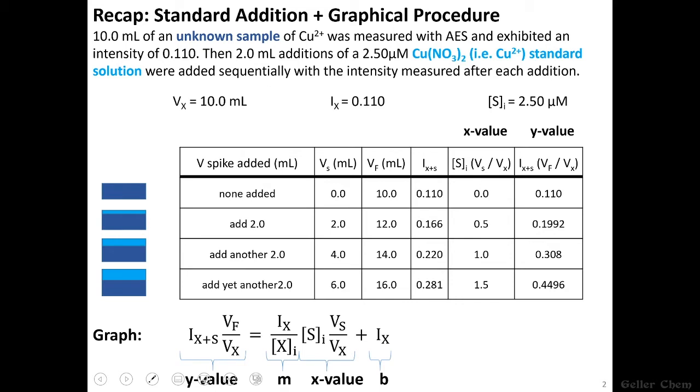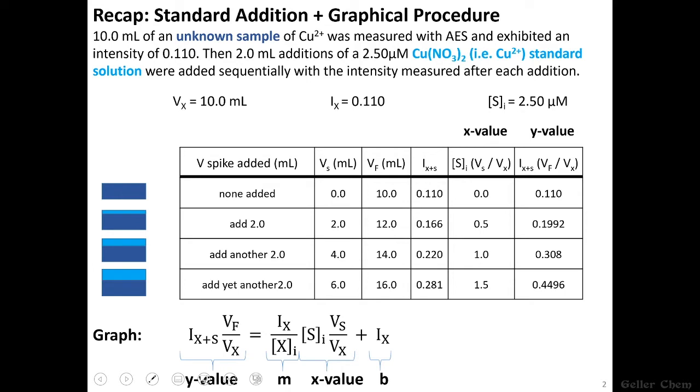So here was the experiment. We have some 10.0 milliliter unknown sample of copper 2+ represented here. Unknown in this case means we know that the sample has copper 2+ in it, but we don't know its concentration and we want to quantify that. We might also not know what other chemicals are in this solution. Maybe it's a rather complicated sample that we're studying.